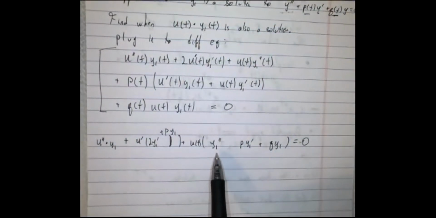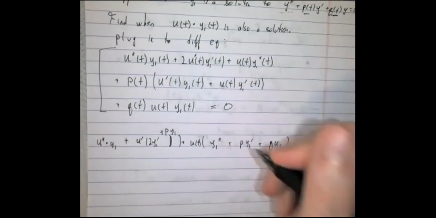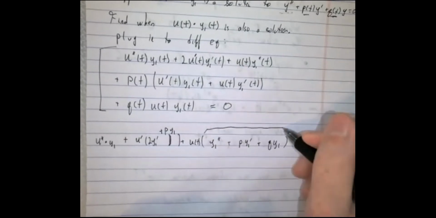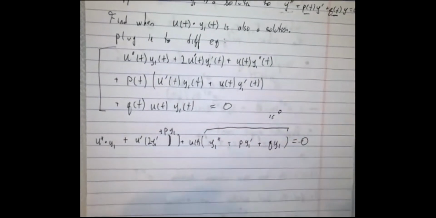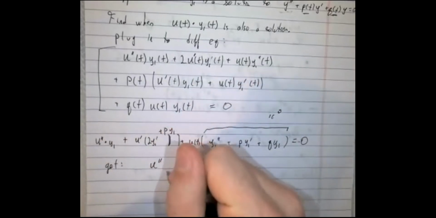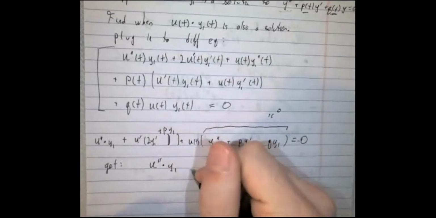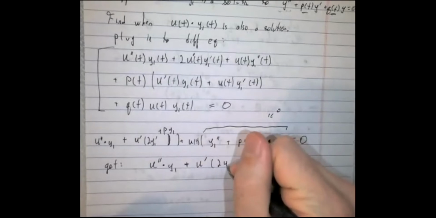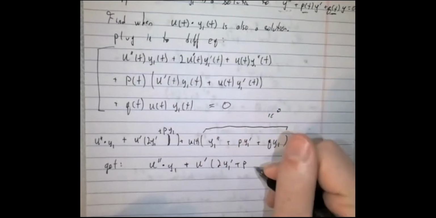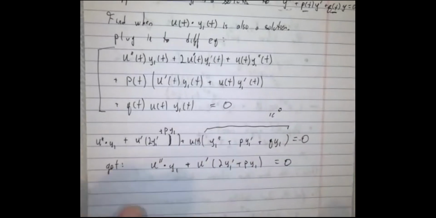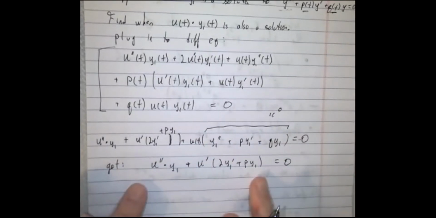Now, what is y double prime plus p of y prime plus q of y1? It's 0, because y1 is assumed to be a solution. So what we get is u double prime times y1 plus u prime times (2 y1 prime plus p y1) is equal to 0. And as I remarked last time, what is this?